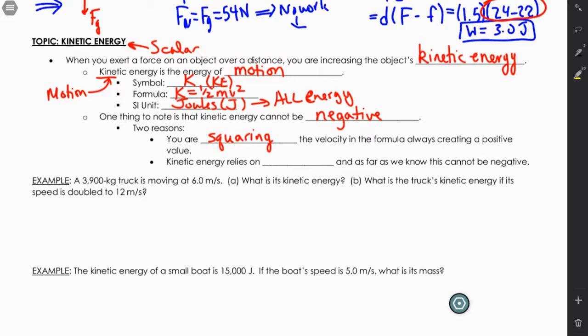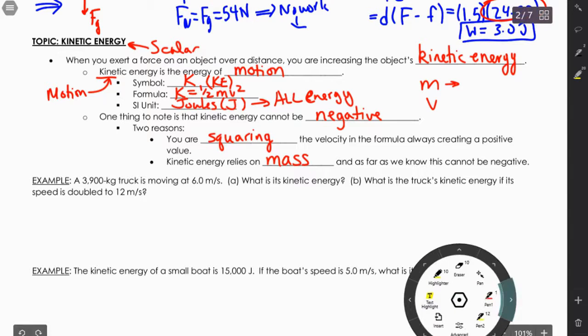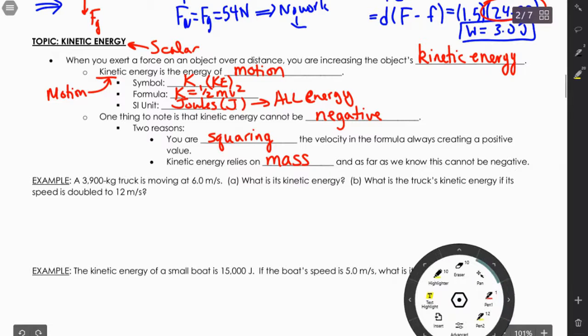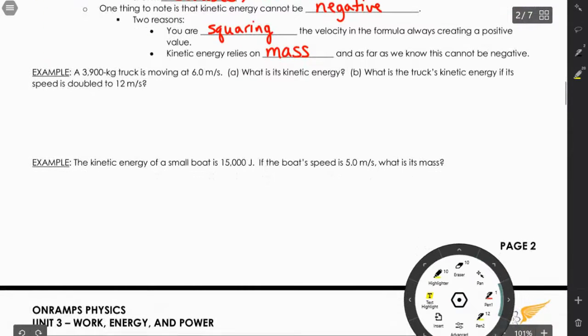Okay? So kinetic energy, the second reason is that kinetic energy does rely on mass, right? So if you look at the two things in the formula, mass and speed, well, this cannot be negative, right? Mass cannot be negative and speed cannot be negative. Okay? So just remember that if you look at the two things in the equation, mass cannot be negative, and we're squaring the velocity, which makes it a positive number. Okay. So let's go through a couple questions or examples using kinetic energy.